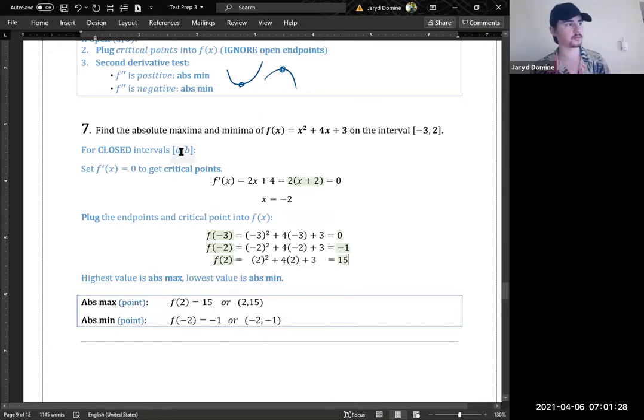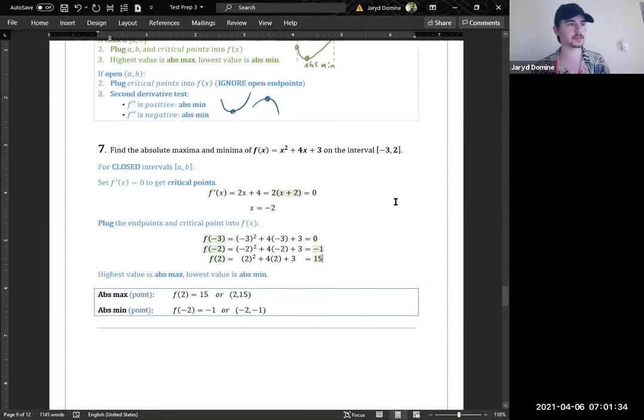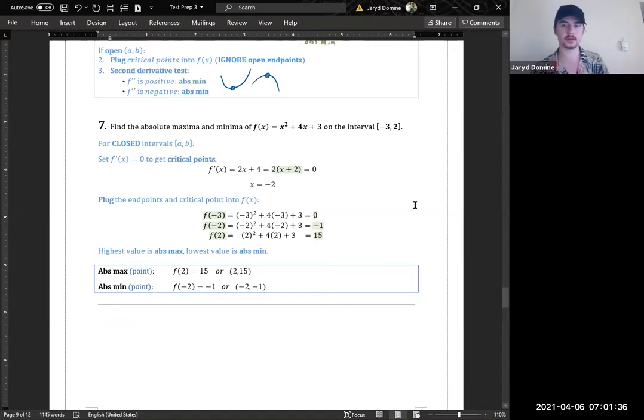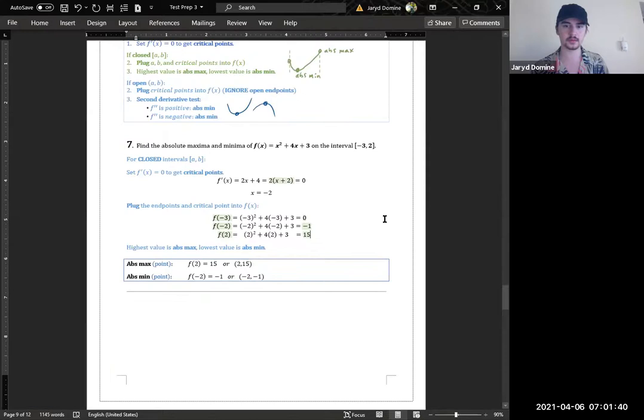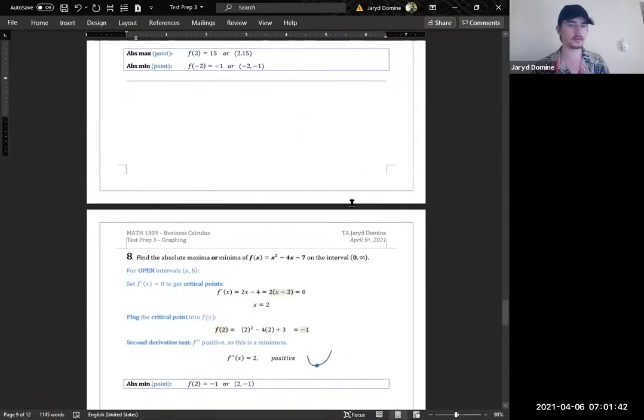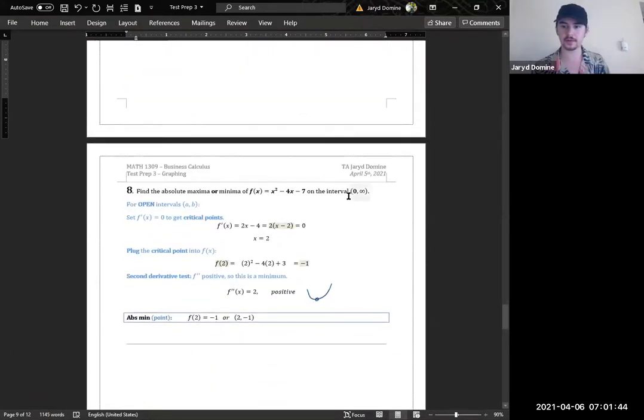Okay, so closed intervals, you test at the endpoints and critical point. Okay, that's it. Highest is the max, lowest is the min. Any questions on this one? Okay. If it were open, do you do the second?